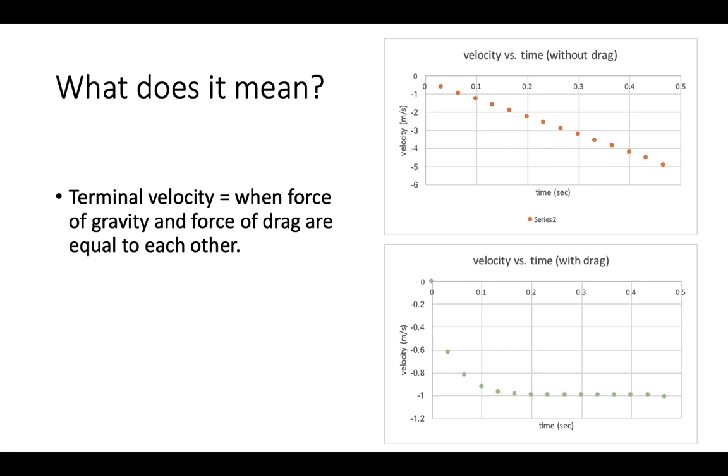For the what does it mean question, we can use the model with drag force to determine the terminal velocity, because terminal velocity can be defined as when the force of gravity and force of drag are equal, so we must look at the model that accounts for drag force. The terminal velocity is where the graph begins to flatten out as it reaches the asymptote.